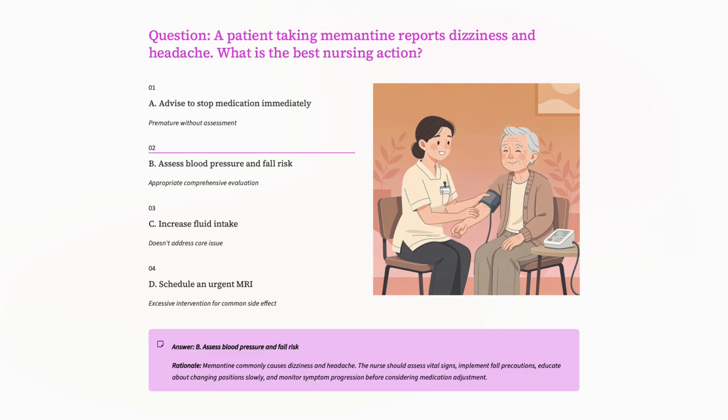And so oftentimes, if it is an option to assess, that's a good option, because as nurses, the first thing that we should do is assess. And so we want to check the patient's blood pressure and fall risk before we jump to intervening. Let's take all of our information and figure things out first, and then we can act.